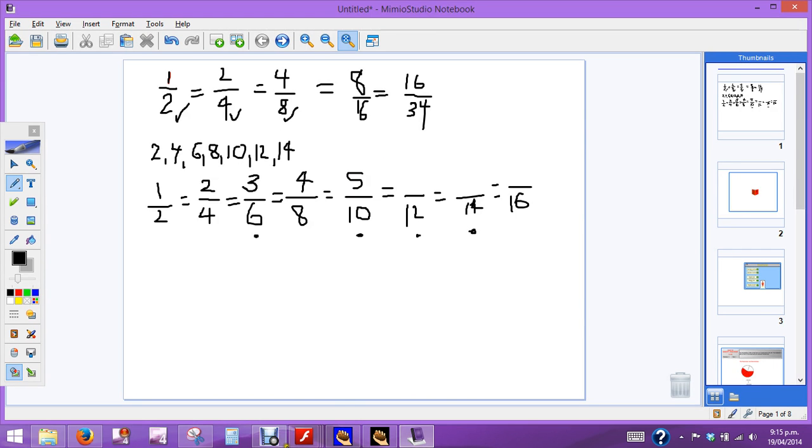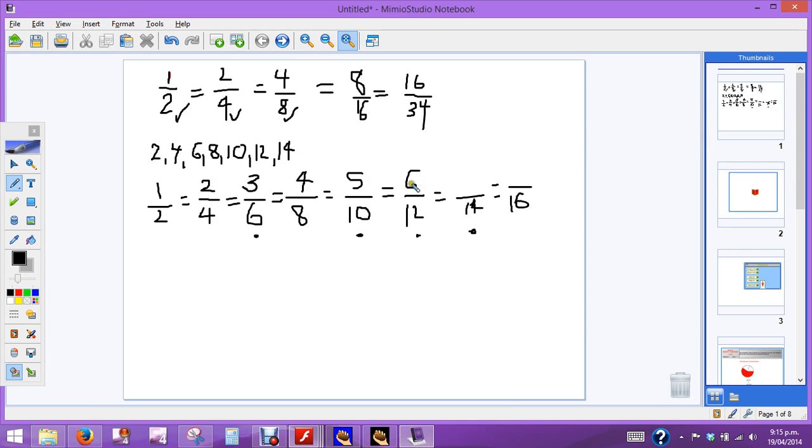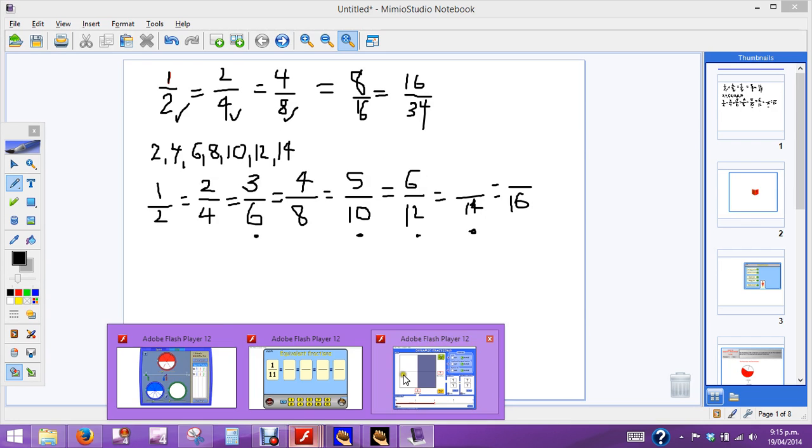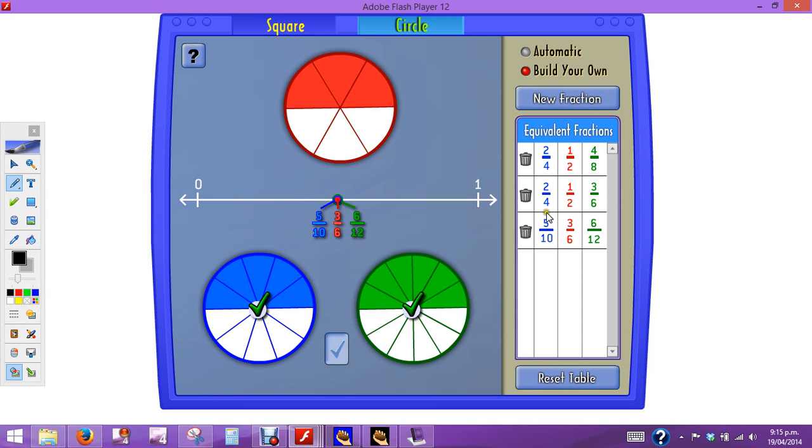And let's do the next one, is how many out of 12? Well, if I follow that pattern, I kind of know that it's 6 out of 12. So let's come back here and do 12ths. So here I have 12th pieces, there's 12 of them in a circle, and 6 out of 12 is my half. Okay, so they're all equivalent fractions there for the same fraction, a half.